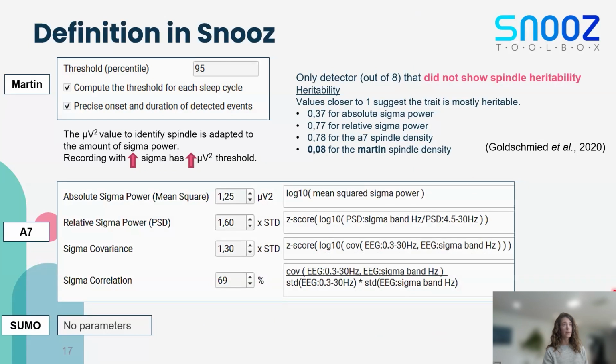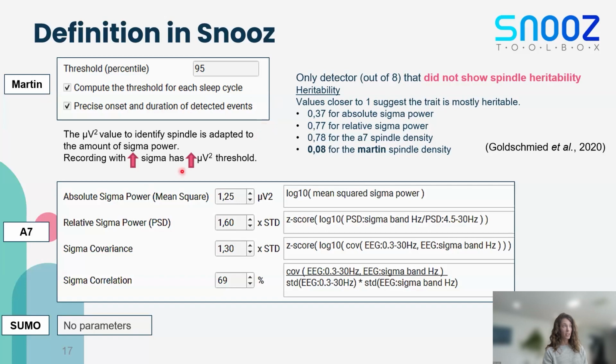Here are the parameters specific to each detector in the Snooz toolbox. So Martin has one main parameter, the threshold used to identify spindles, defined as a percentile threshold. This means that the threshold is adapted to the sigma power distribution of the analyzed epochs. So a subject with a high amount of sigma power will therefore have a higher value in microvolts for the threshold, for the same percentile, than a recording with a lower sigma power.